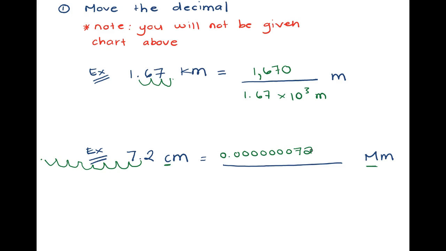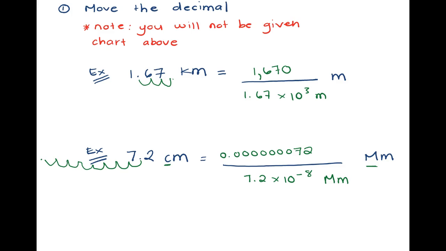So again, we want to check our significant figures. Remember that the leading zeros out front don't count because they're in front of the first non-zero number. So only the 7 and the 2 count. I kept my number of significant figures. So I could write it this way. I could also put it into scientific notation. So I could write 7.2 times 10 to the negative 8 megameters, right?